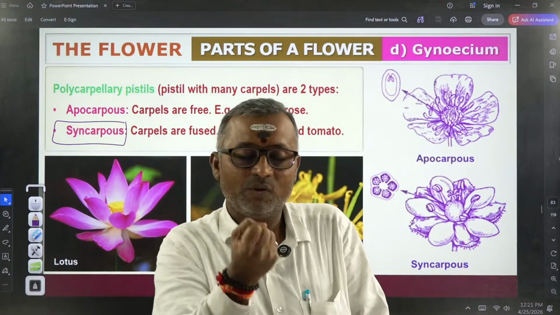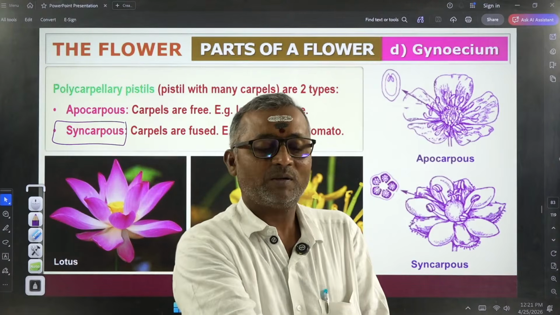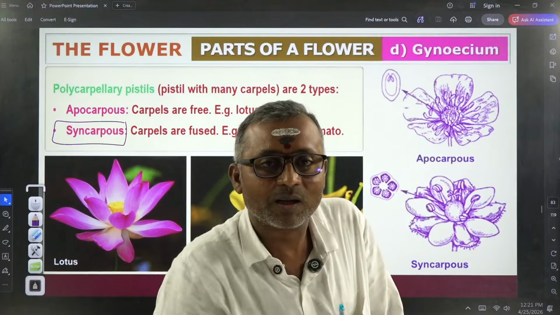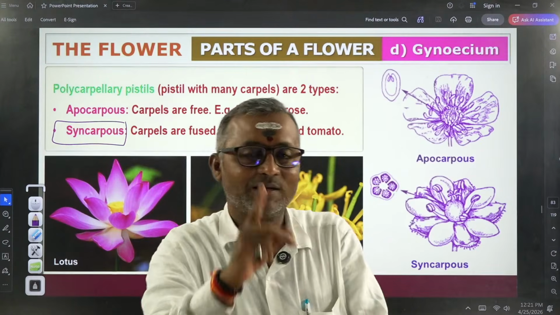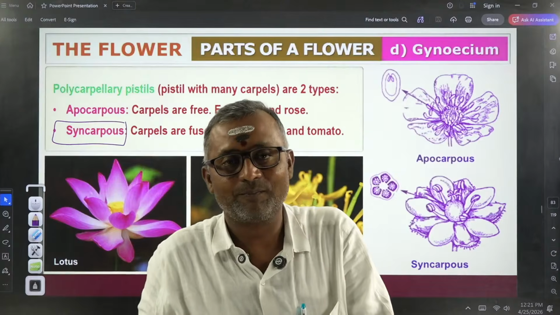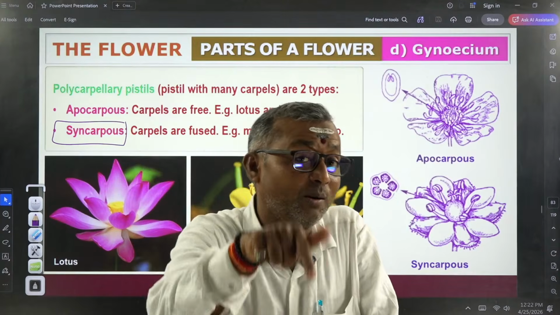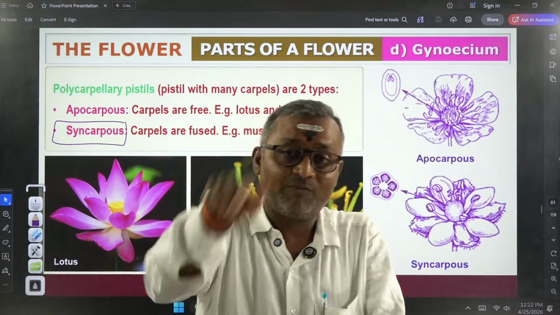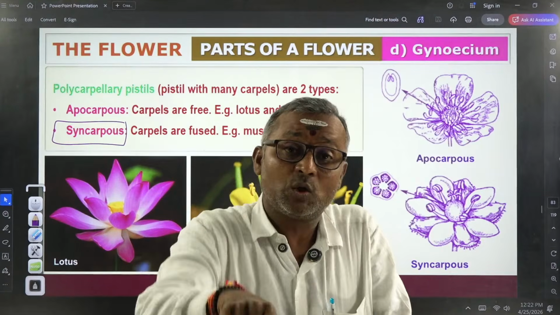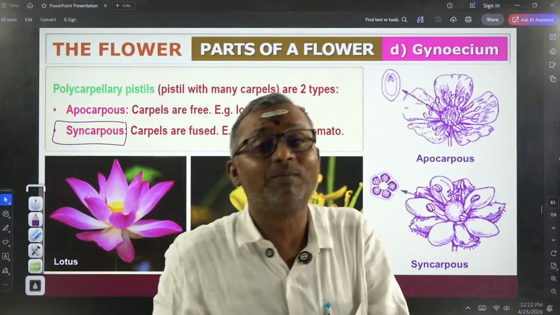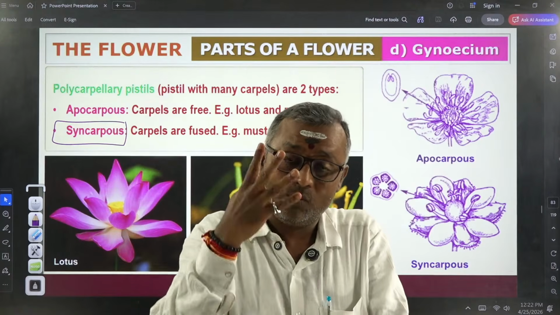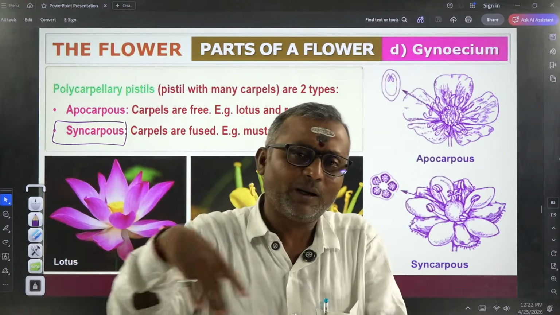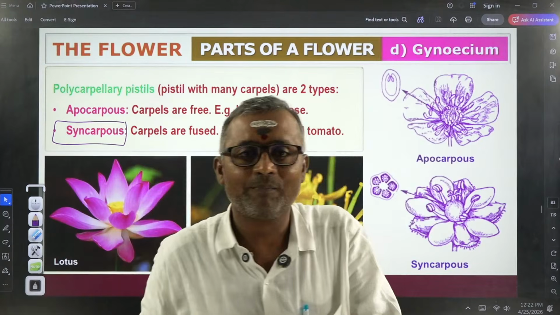But if you observe the flower, you can see only one ovary and one style. Of course, there are 5 stigmas, but only one ovary and one style is present. Actually, how many carpels are present? 5. If there are 5 carpels, then there should be 5 ovaries, 5 styles and 5 stigmas in the flower, because I told you, every carpel contains its own ovary, style, stigma.